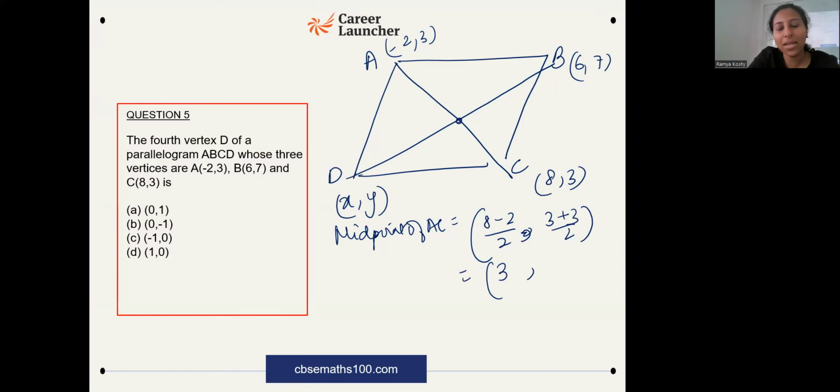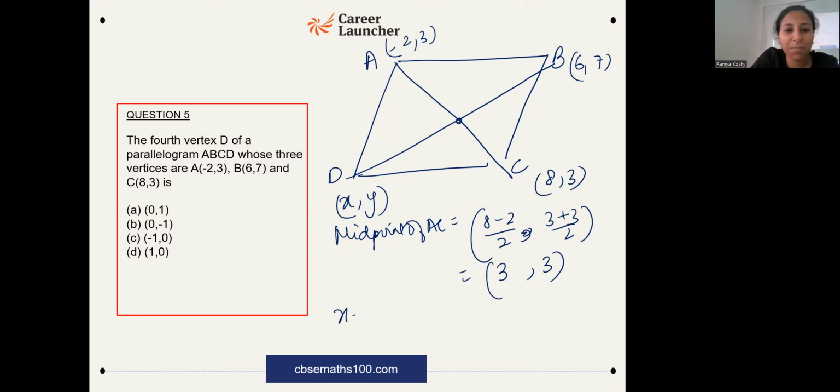Okay, and then this will be 6 by 2, which is again 3. So you're going to get 3 comma 3. Now we know that this will be the midpoint of BD as well. Mention that reason when you're writing it as a long answer question. Mention that diagonals of parallelogram bisect each other. Hence, midpoint of AC is equal to midpoint of BD.